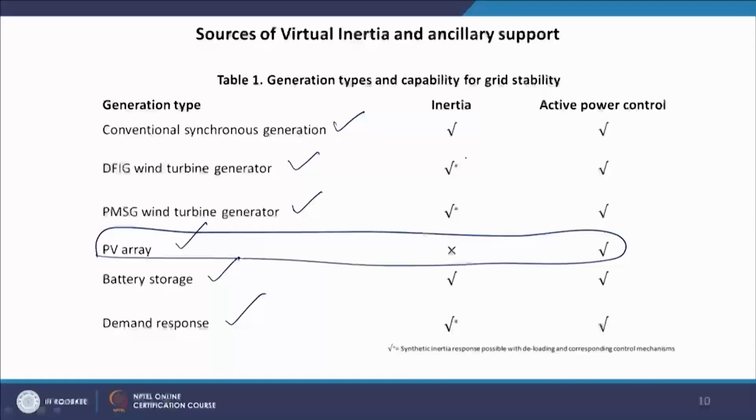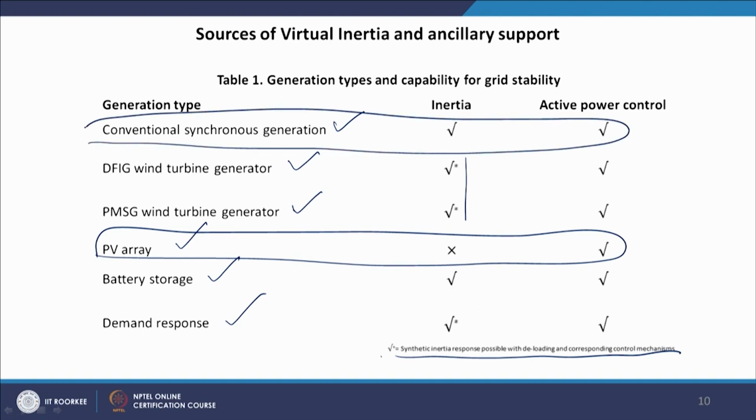Now, those inertias available to me from the wind generation and demand response, they are not the perfect inertia. So, they are the synthetic inertia response possible with deloading and corresponding control mechanisms. So, the perfectly available inertia is from conventional synchronous generator and the battery energy storage. PV array cannot provide inertia and rest of them are having a mixed opinion.